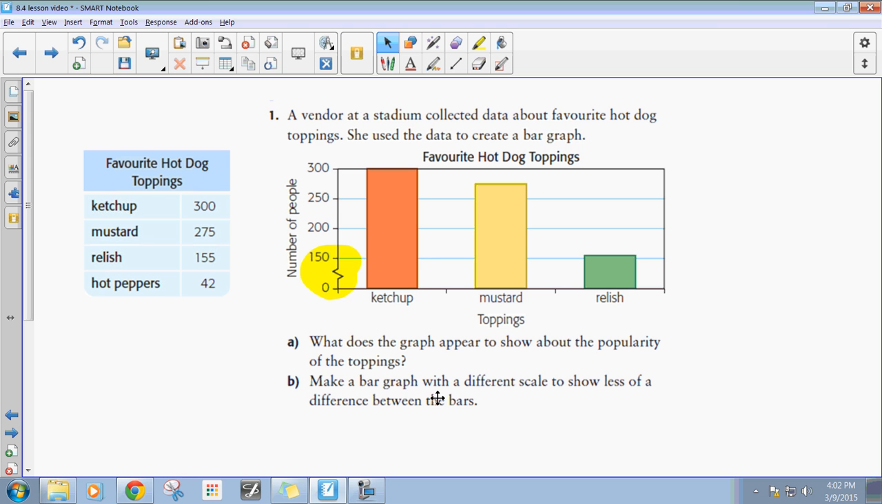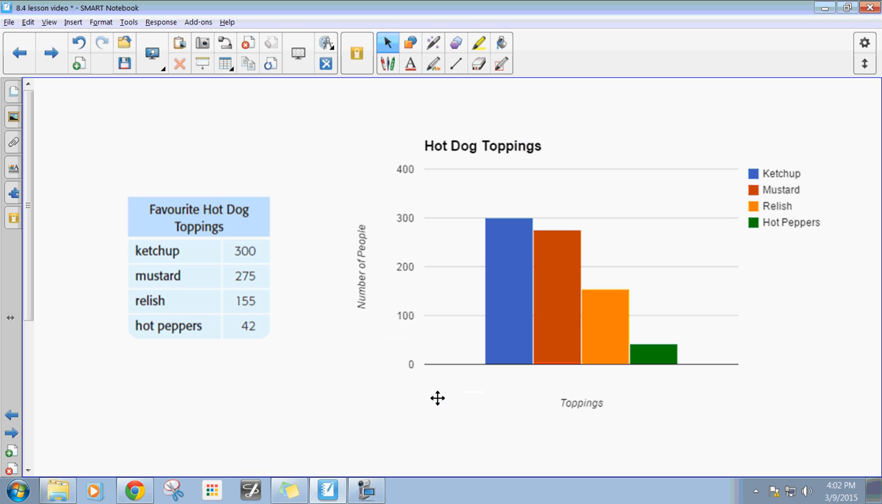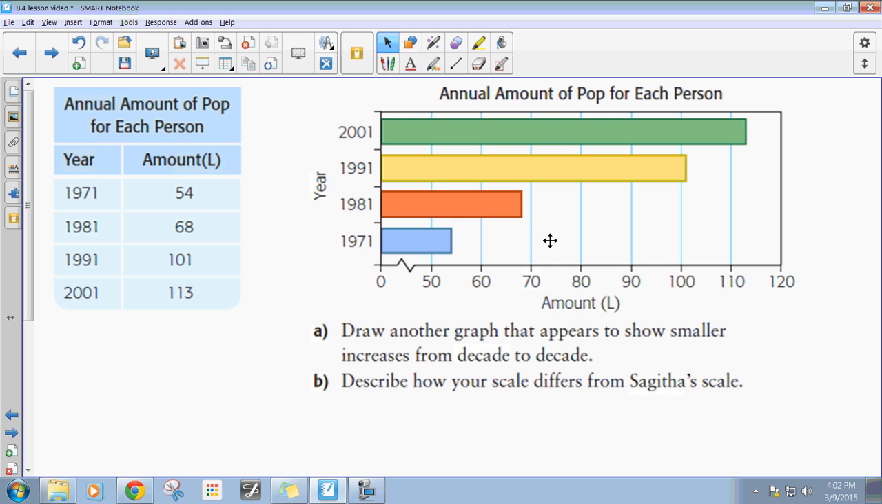So we're going to look at how we could change this so that there's less of a difference between the two graphs. First, let's look at it if it's done completely properly. We go from 0 up to 400. We've included all 4 toppings. All the scales are done accurately. When we look at this graph, ketchup is still the winner, but it doesn't look like it's beating mustard by as much. Let's look at another.